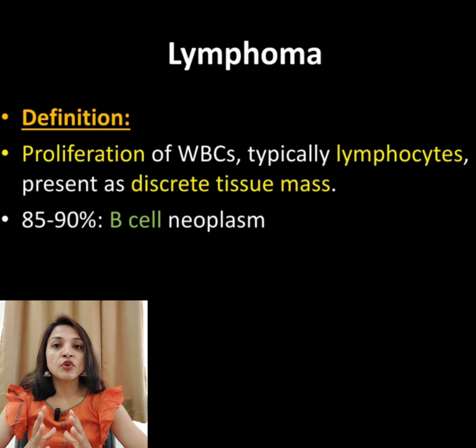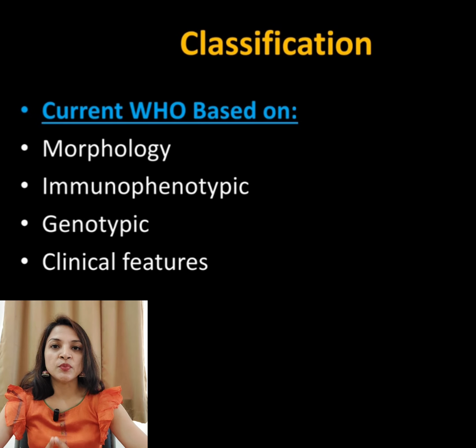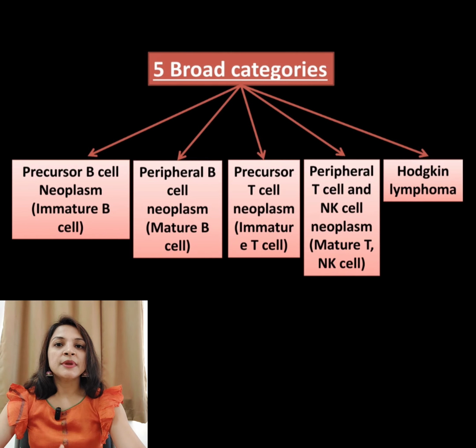Now, for NHL, for lymphomas, WHO has given a classification. In that classification, WHO has taken a few criteria, and based on that, they have divided the lymphomas into various categories. So based on the morphology, the immunophenotyping, the clinical presentation, and genetics, they have given the classification of the lymphomas. Based on that, now let's see the classification.